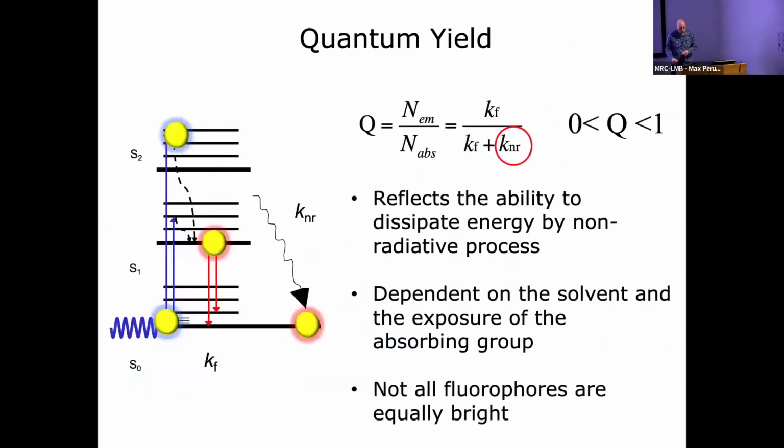So how good are fluorophores? Well, we can say fluorophores are good by the number of quanta that come in against the number that come out. And that reflects the kinetics of the fluorescence against these non-radiative processes. And that can depend on the solvent and on the exposure. And also not all fluorophores are equally as bright.